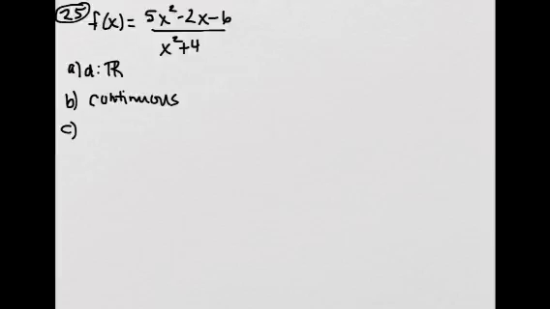For part C, identify any horizontal and vertical asymptotes. Well, vertical asymptotes, we know there are none because the domain is all reals. As for horizontal asymptotes, we look at the degree in the numerator and the degree in the denominator. They're the same. So in that case, the horizontal asymptote is a over b. Well, b is actually 1, right? Because that's the coefficient of x squared. So the horizontal asymptote would be y equals 5, because it's 5 over 1.